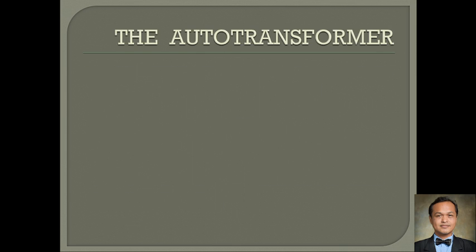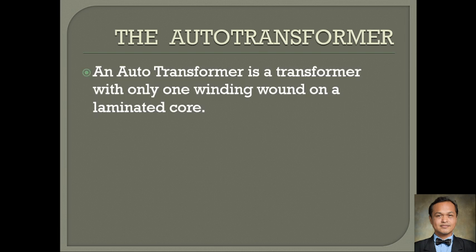Now, an auto transformer. What is this auto transformer, and what's the difference between the auto transformer and our normal transformer that are being used? An auto transformer is a transformer with only one winding wound on a laminated core. Remember, if you review our previous lesson, a transformer has 2 windings. But the auto transformer has only 1 winding.